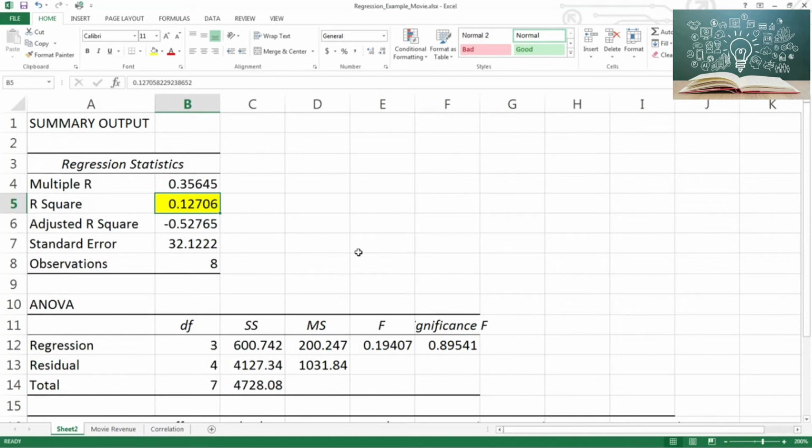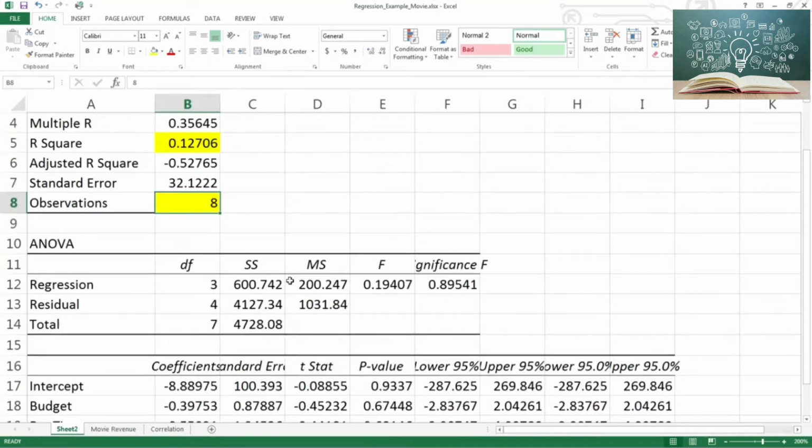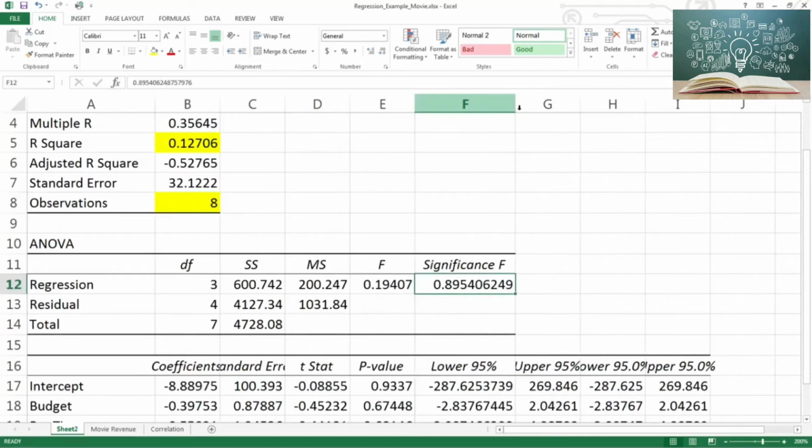The other thing I like to check is the observations. There should be 8 movies in my analysis. I'm going to go over here to check: 2, 3, 4, 5, 6, 7, 8. Yes, that is correct. And as a checkpoint, the significance F is somewhat important, and the general target is a number smaller than 0.05, and we do not have that in this case. So this is not a very strong regression.